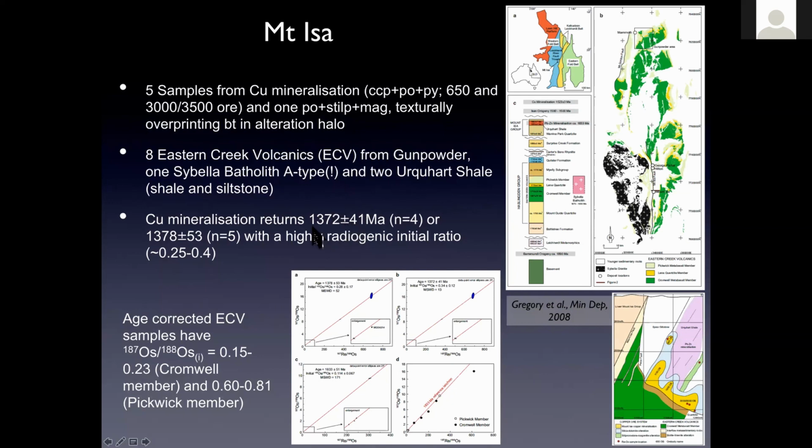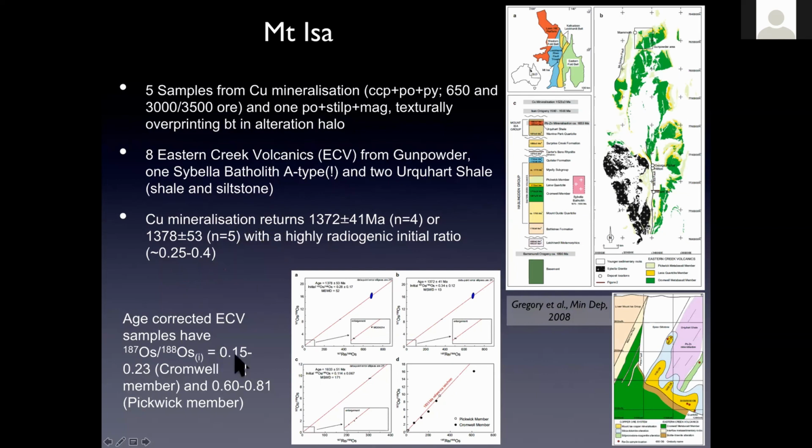So 2 surprising results. First of all, the mineralization returned ages of around 1370 million years. You can play with the regressions, whether you include all 5 samples or 4, but it doesn't really change the story. They overlap each other, this 37 million years. And the critical point here is, okay, the age is younger than the host rocks significantly. But they have quite radiogenic initial ratios too. Initial is where the isochron intersects the y-axis.